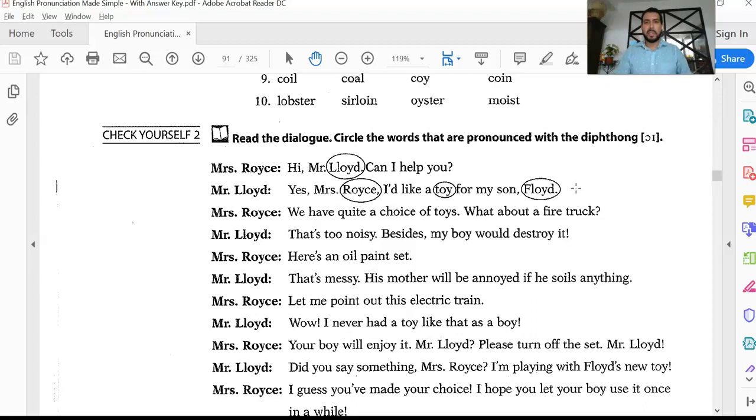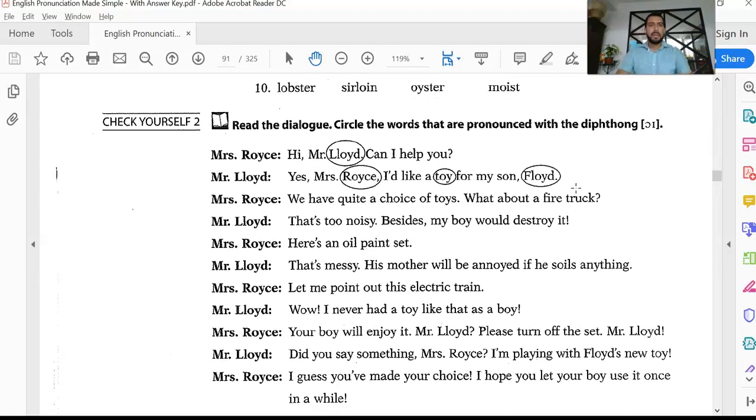Here's the dialogue, and what you need to do is circle the words that are pronounced with the diphthong oi. Notice how we pronounce diphthong. Diph with an F, and then th, which is technically a voiceless interdental fricative sound. This one is a voiceless labiodental fricative sound, and this one is a voiceless interdental fricative. Don't be intimidated. We're going to cover these sounds, but it's important for you to pay attention to how the word diphthong is pronounced. Alrighty?